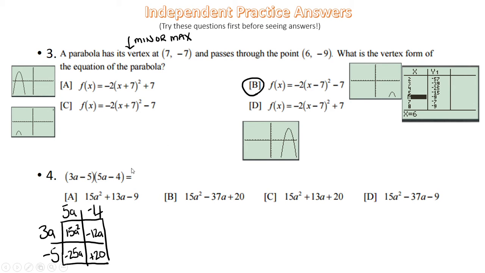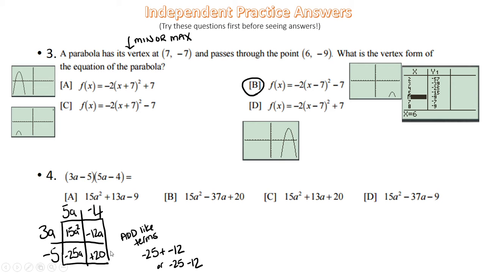On number 4, we need to multiply these together. When we multiply 3a times 5a, we get 15a squared. Then 5a times negative 5 is negative 25a. Make sure you keep track of that negative sign there. And also the negative sign here, negative 4 times 3a is negative 12a. And then a negative times a negative is positive 20. So tricky, tricky, positive and negative signs on this one.